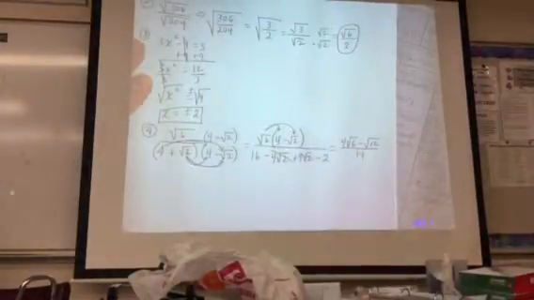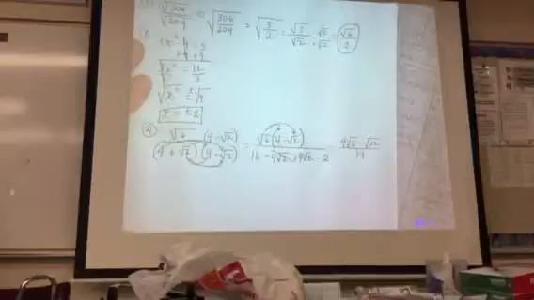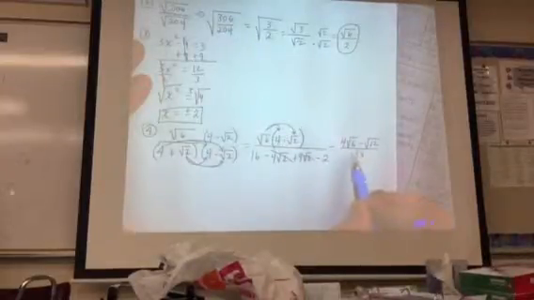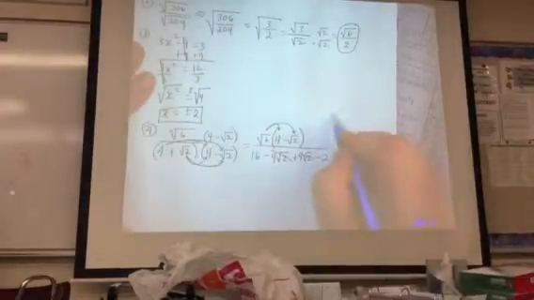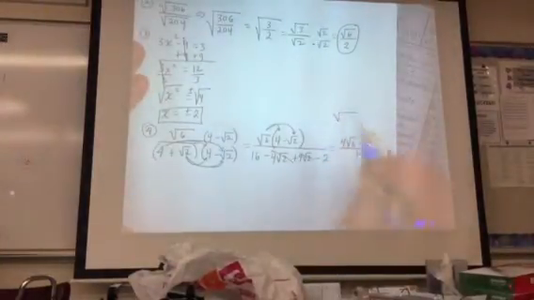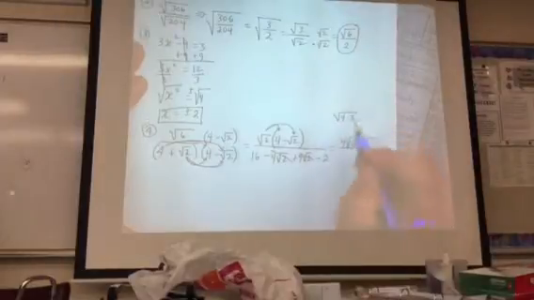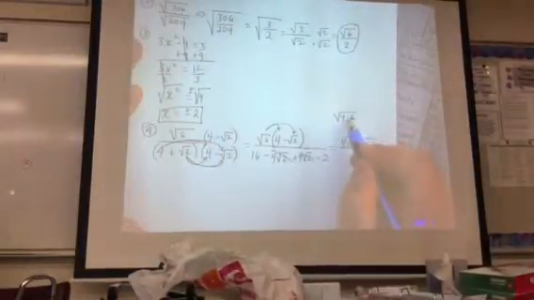You would think you're done, but you're not, because you could simplify further. However, the main thing is you did get rid of the radical from the denominator. But look at the square root of 12. Do you realize the square root of 12 is not only 2 times 6, but it's 4 times 3? Why did I prefer 4 times 3 over 2 times 6?